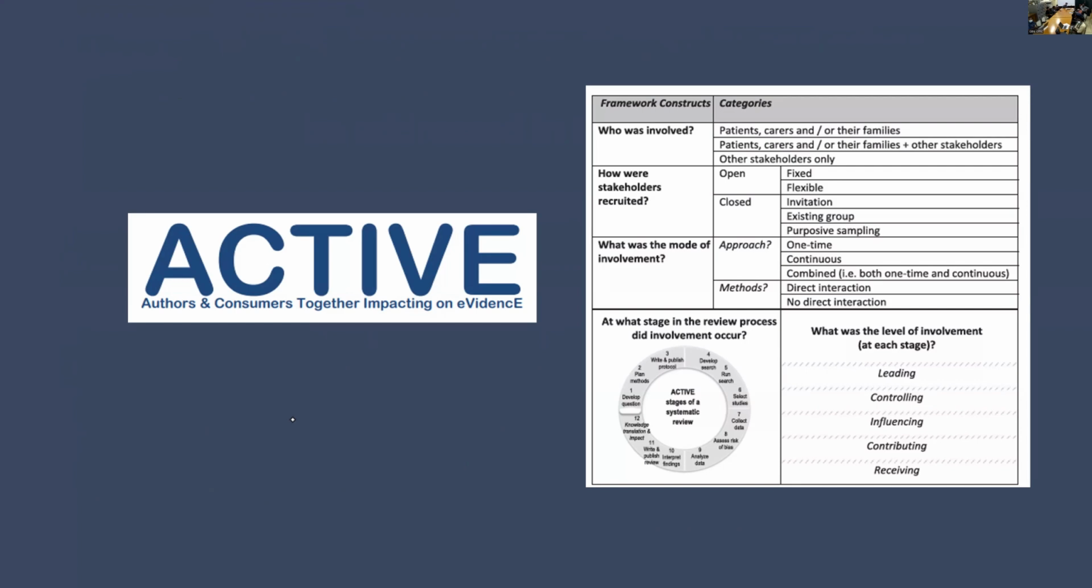And what was the mode of involvement? Whether at one point you recruit them and at another point you recruit and they don't, or for every single meeting they come. If it was a direct interaction or not a direct interaction. And at what stage? Whether it is planning, writing, developing, searching, at what stage? There are about 12 stages at which people can be involved. And what was the level of involvement? Whether it is their leading, controlling, or influencing, contributing, or receiving. So this is like a summary of the ACTIVE checklist.